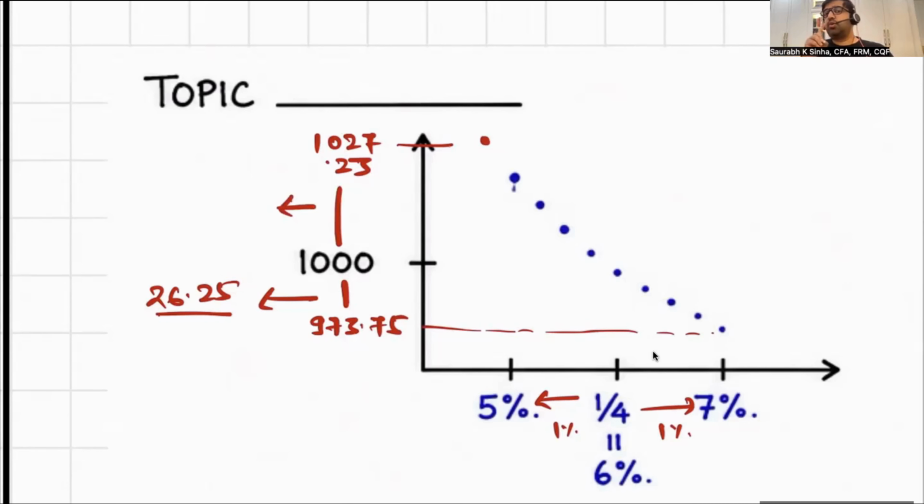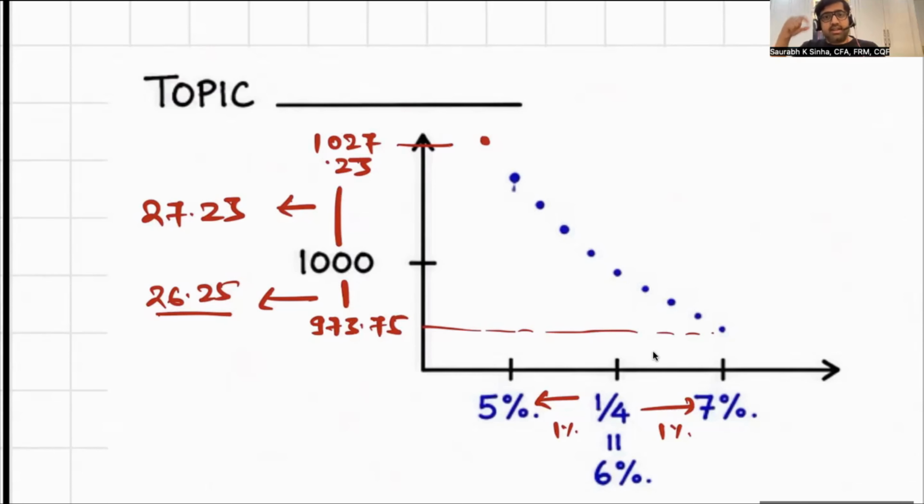The rise is not 26.25. The rise is slightly higher. It is 27.23. Please understand. If the interest rate is falling by 1%, the rise is 27.23. However, if the interest rate is rising exactly by 1%, the fall is 26.25.